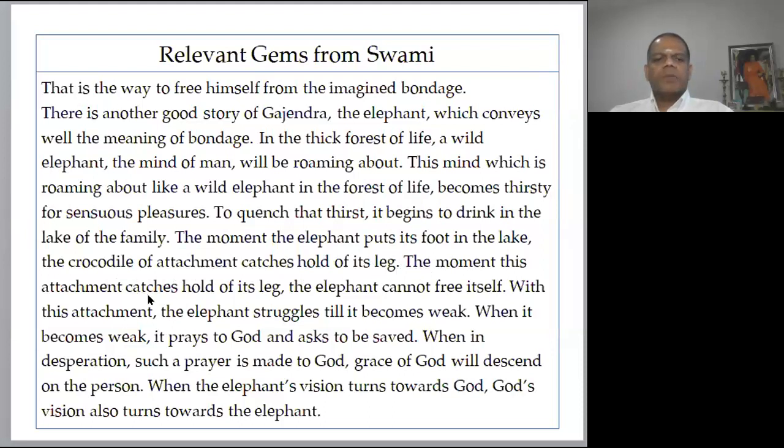The moment this attachment catches hold of its leg, the elephant cannot free itself. With this attachment, the elephant struggles till it becomes weak. When it becomes weak, it prays to God and asks to be saved. When in desperation such a prayer is made to God, grace of God will descend on the person. When the elephant's vision turns towards God, God's vision also turns towards the elephant.